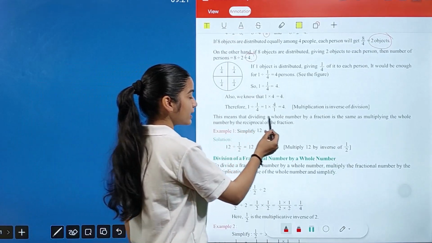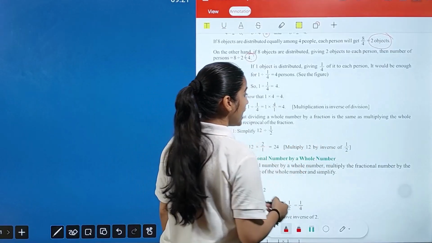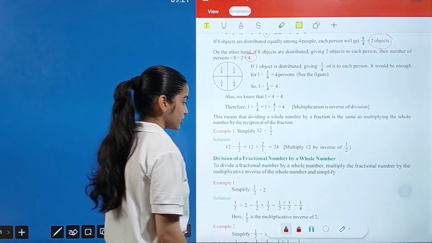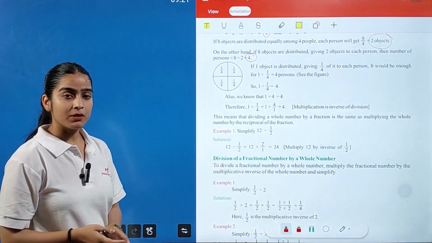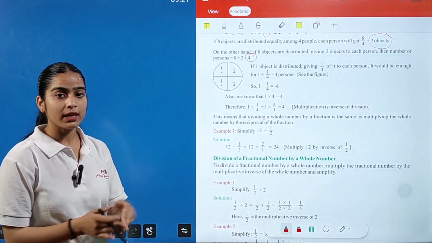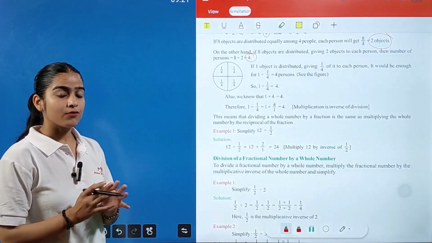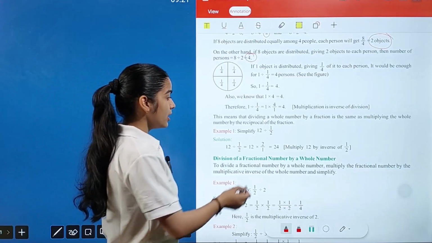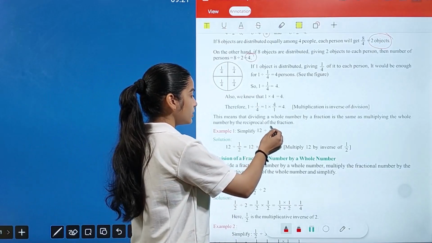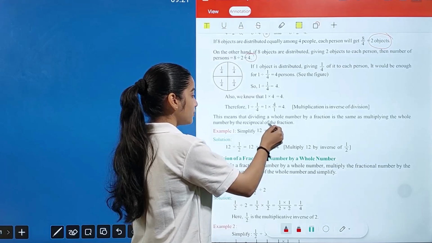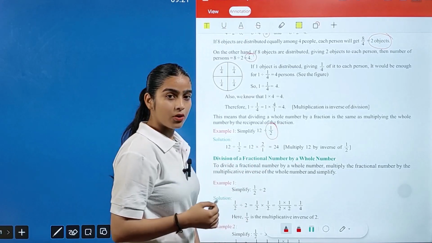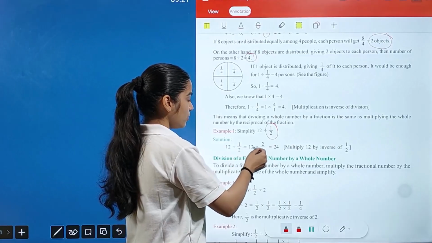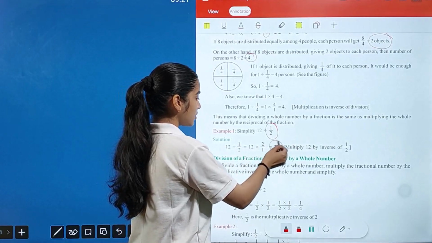This means that dividing a whole number by a fraction is the same as multiplying the whole number by the reciprocal of the fraction. So in this case, because multiplication is the opposite, we already know the reciprocal thing. So we just have to take the reciprocal of that number and we can multiply. For example, if we have to divide a whole number by a fraction, we have to take the reciprocal of the fraction. So the reciprocal of 1 by 2 is 2. So 12 multiplied by 2, your answer will be 24.